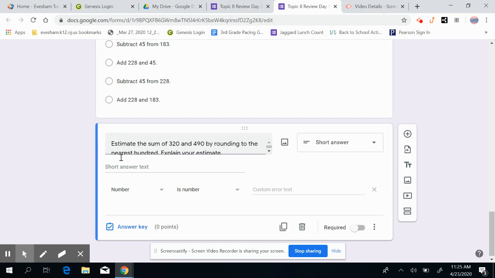Okay, so a sample answer would look like this. Let's see, 320 and 490. So if I were to estimate that and round 320 to the nearest hundred, I would get 300. And if I round 490 to the nearest hundred, I would get 500. Then I would add 300 plus 500, which equals 800. So I'm estimating and I'm explaining in sentences how I solved that problem, how I estimated, okay?